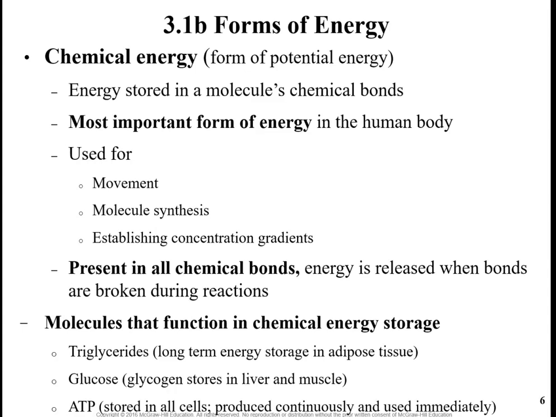So just some molecules that function in chemical energy storage. We'll see triglycerides. These are the long-term energy storage in adipose or fat tissue. Glucose, you see glycogen stores in liver and muscle. Remember, glycogen is the storage form of glucose. And then ATP, you'll see, which is stored in all cells, and it's produced continuously and used immediately.